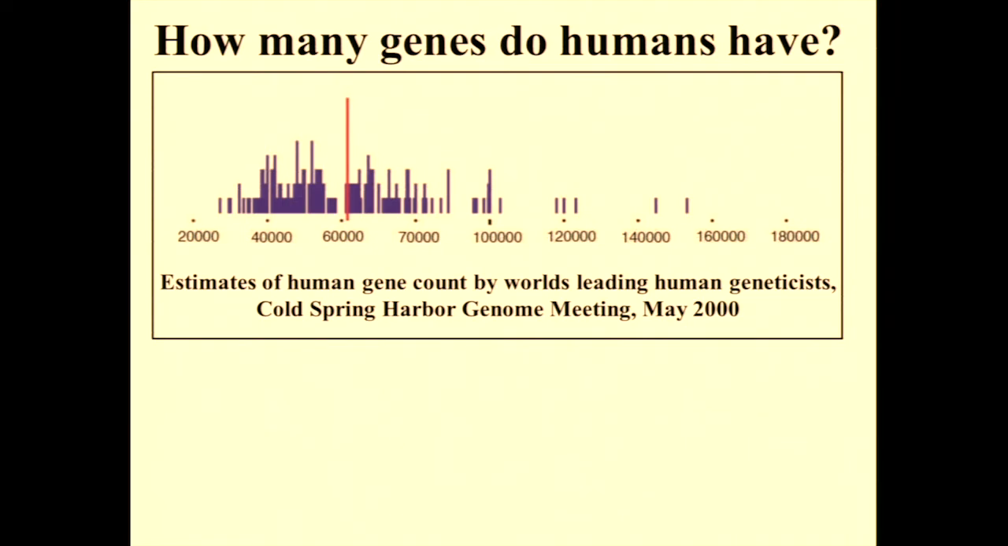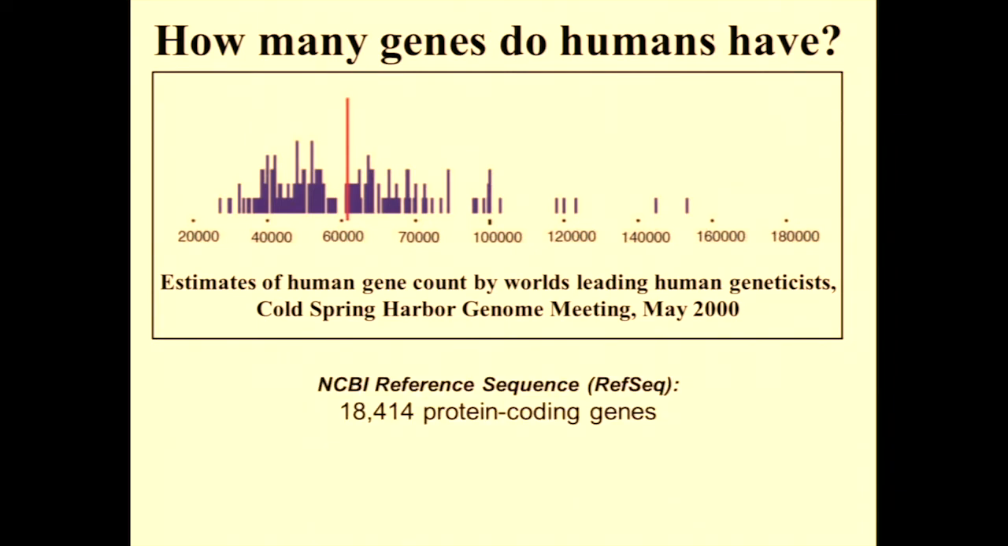The most popular answer was around 60,000. One person thought there's maybe as few as 25,000. One person thought there was probably going to be about 150,000 genes. If you actually look in RefSeq, which is a fairly conservative definition of genes, it currently lists about 18,500 genes. So this was a real surprise. Like I say, this was just prior to the human genome draft assembly being made. Nobody thought that humans would have this few genes.